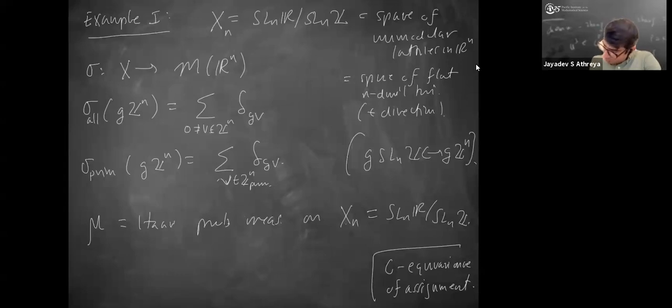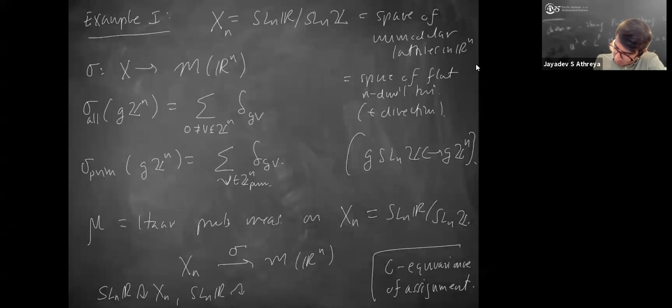So G equivariance, where G is here, SLNR. This is actually a really good point, right? So maybe I'll just emphasize this. You have this map from Xn to M of Rn. For either of these assignments, sigma all or sigma prim, SLNR acts on this whole picture, and this acts on Xn. SLNR acts on the space of probability measures in Rn, or the space of locally finite measures in Rn, and this map is equivariant under this G action. But that's not going to be the case in all of the examples I look at. It'll be the case, like I said, of 2 of the 3 examples that we look at.